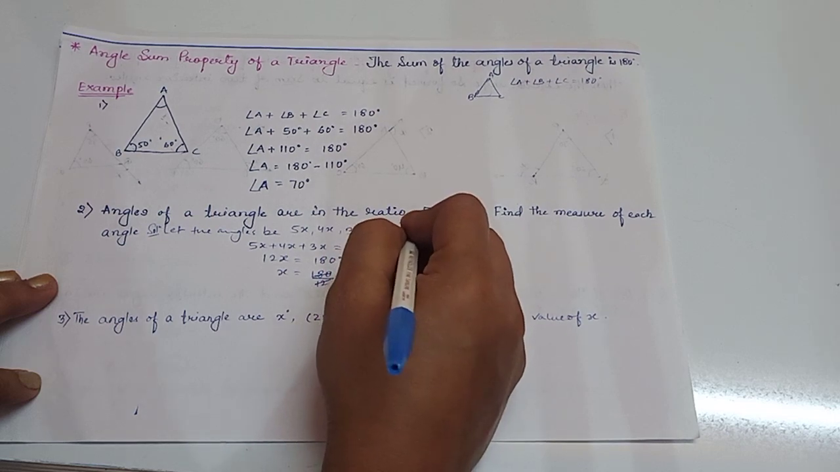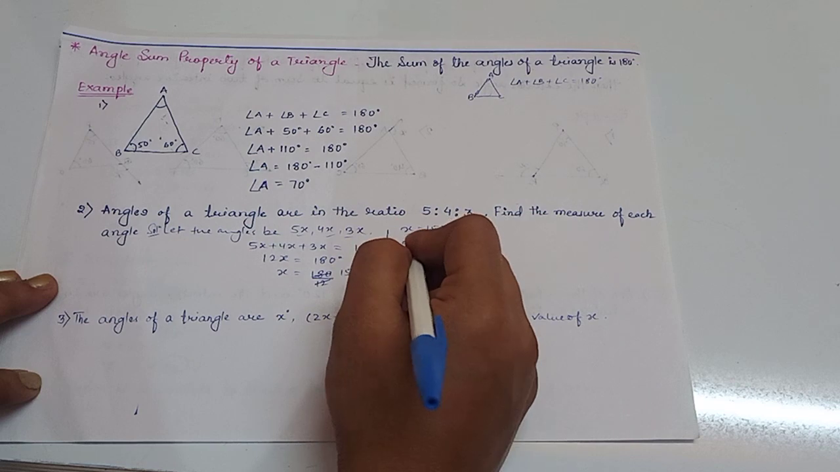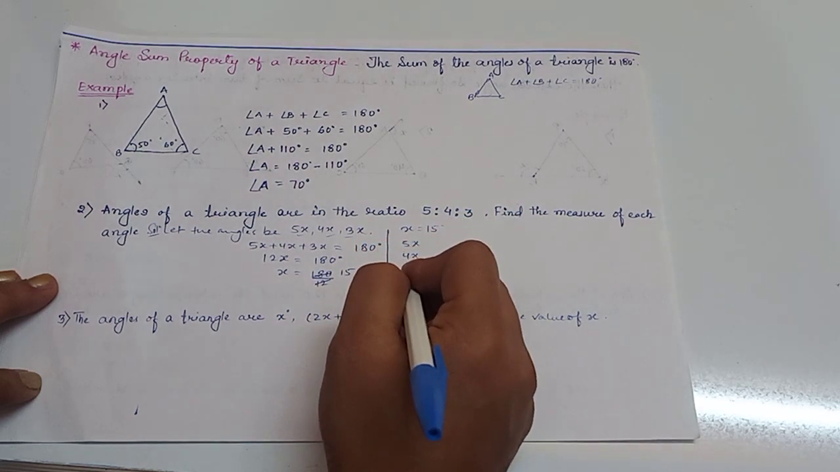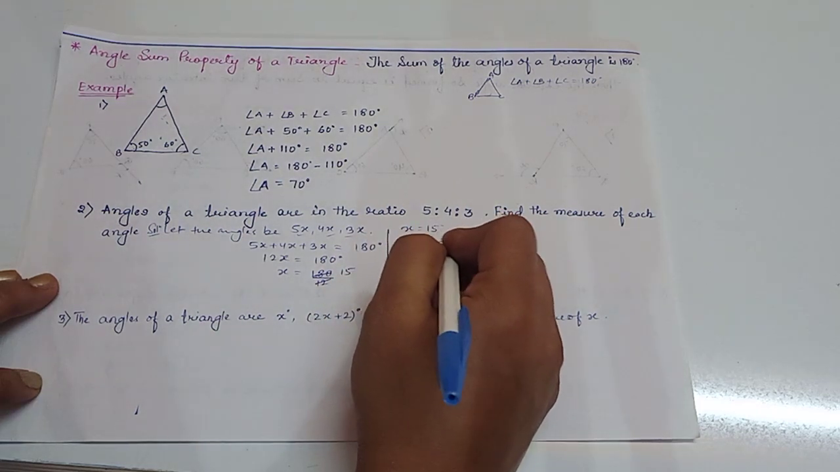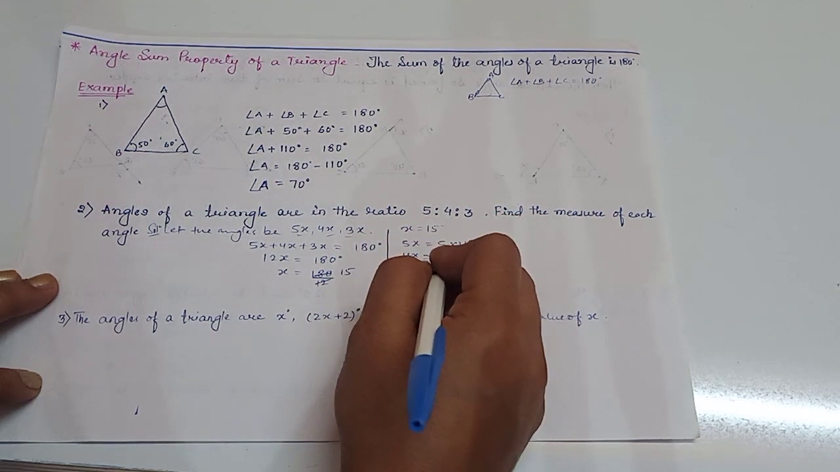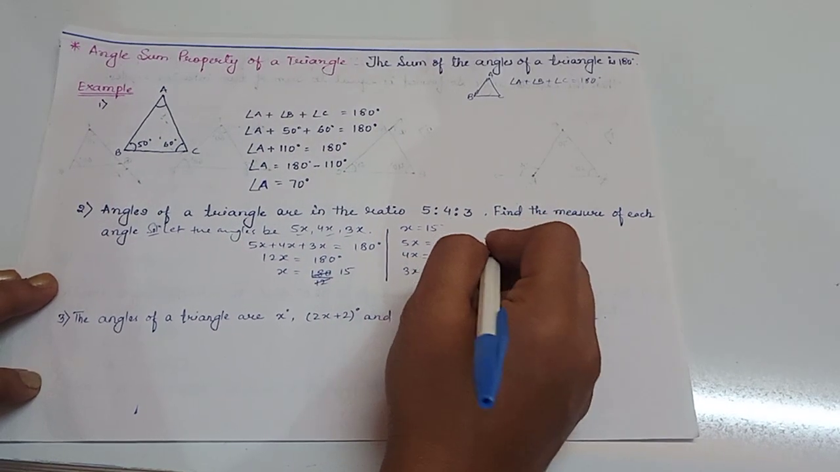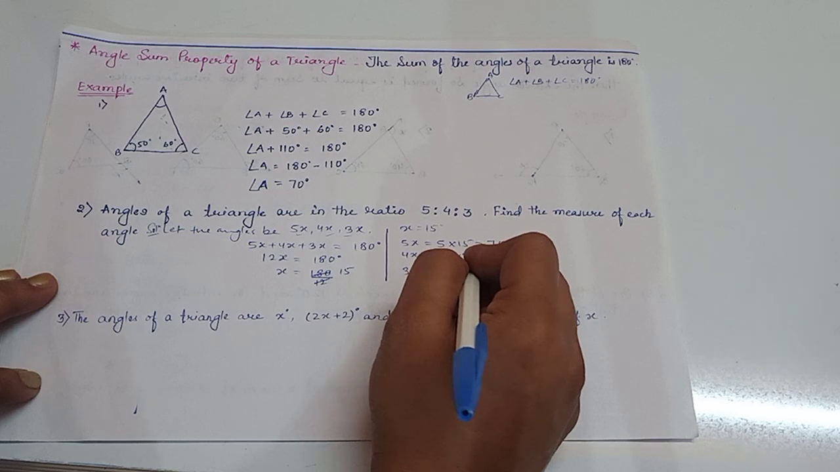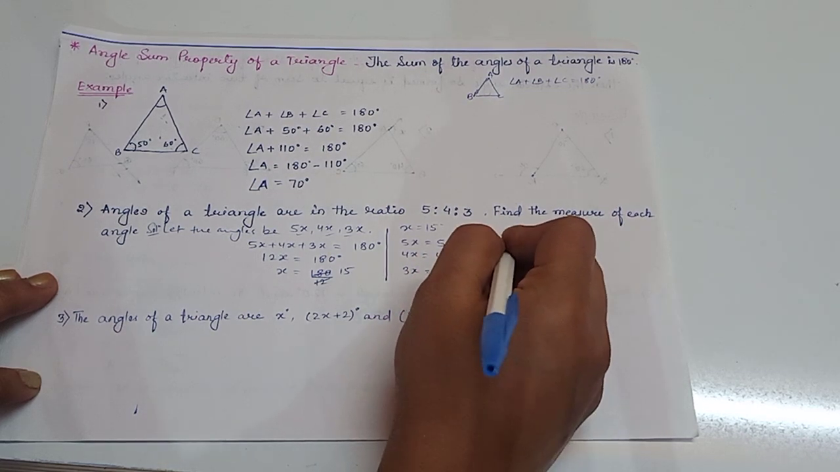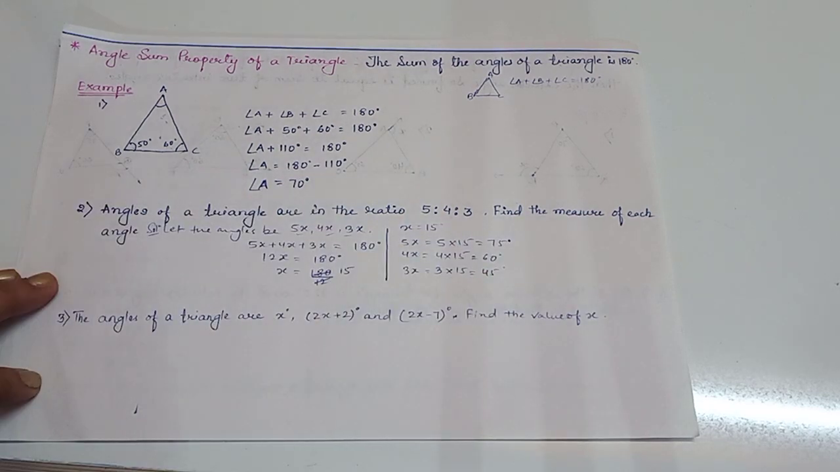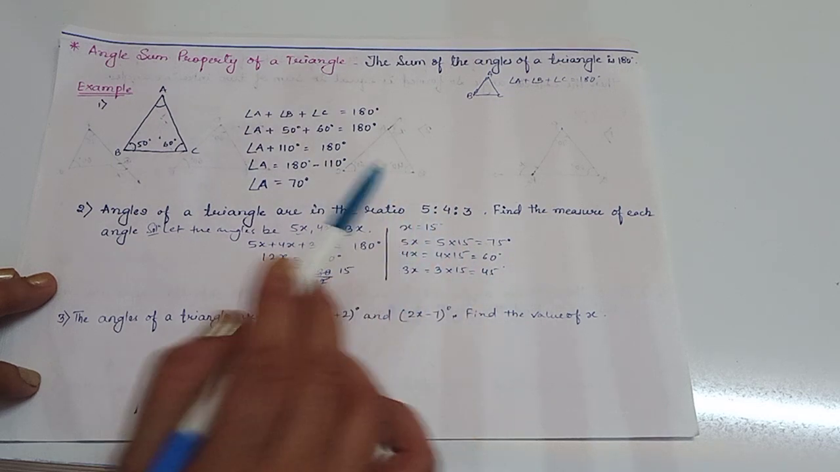Now we got the x value. X value is 15. Now we can easily find out the angles like 5x, 4x and 3x. So 5x here is 5 into 15, 4x is 4 into 15 and 3x is 3 into 15. Here it is 75, here it's 60 and here it's 45. So we can simply add it and see that, yeah, if we add it, we'll get 180.